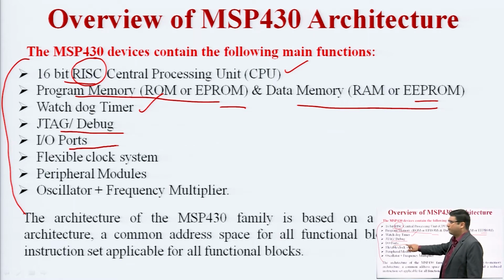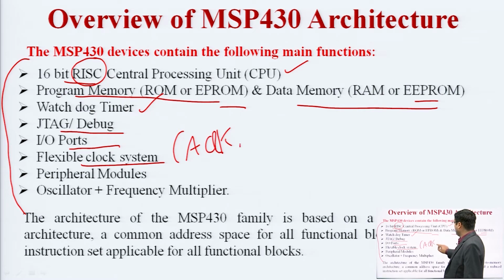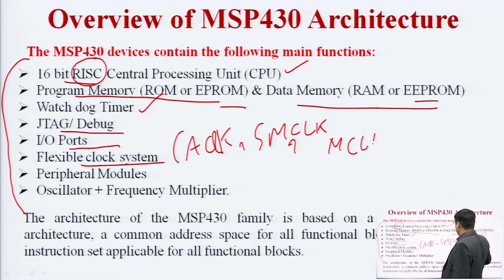There are input output ports available. These ports vary according to the particular members of the MSP 430 family. There is a flexible clock system. We have seen that there are 3 types of clock: the auxiliary clock, the sub-main clock, and the master clock. Flexible means each block has a feature to connect to a particular clock.